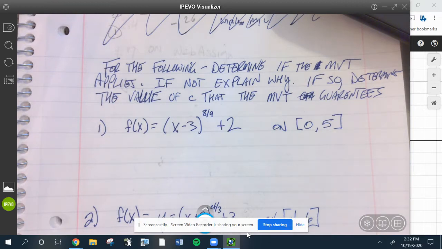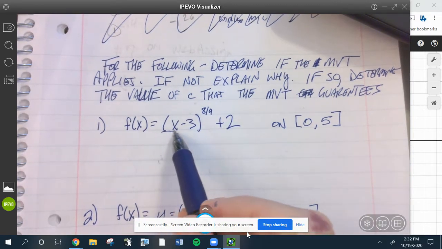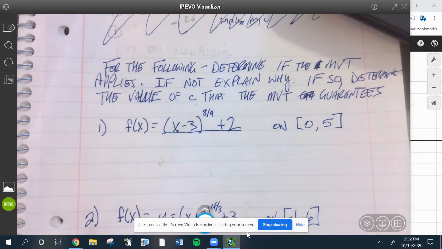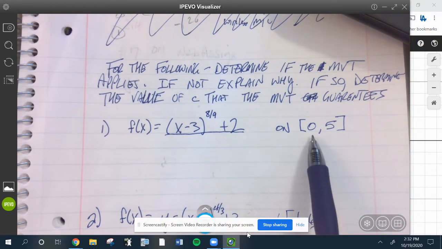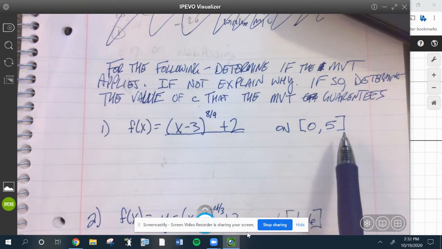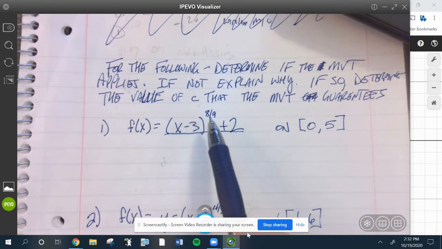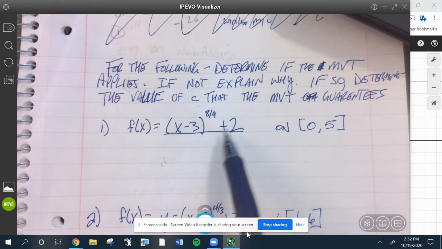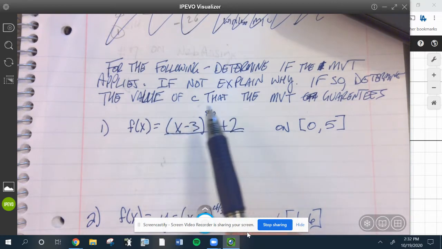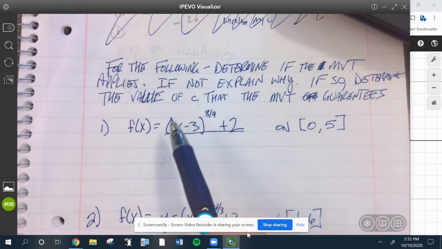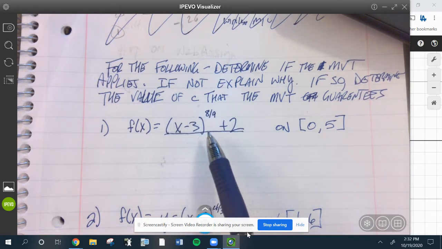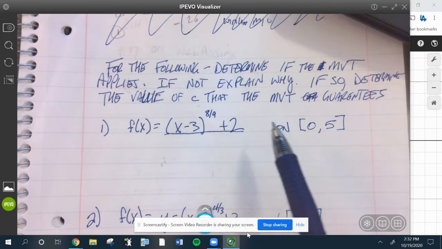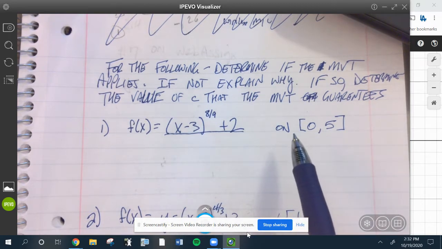So when you look at the first one, trying to figure out if the mean value theorem applies here, first you have to check that it's continuous on the interval 0 to 5. You can see this is the ninth root right here. You can take the ninth root of anything because it's an odd root, plus 2. So this function is continuous throughout its domain, and so it did pass the continuity test.